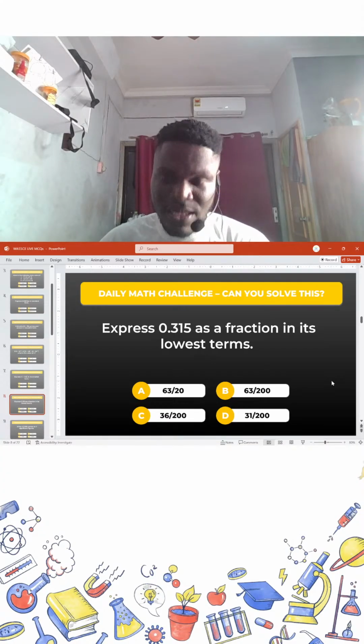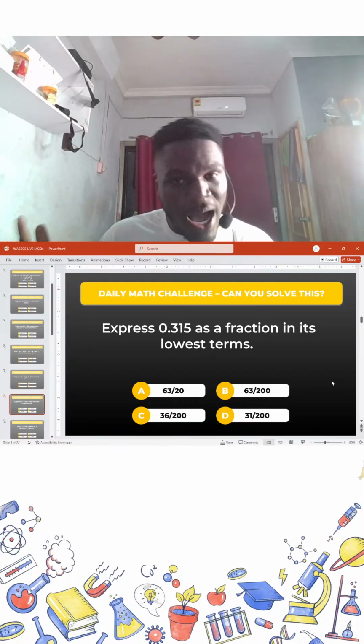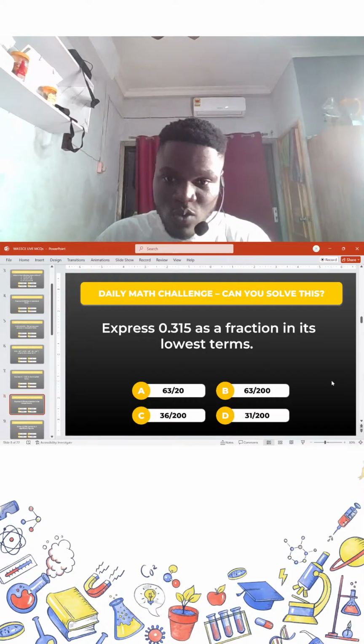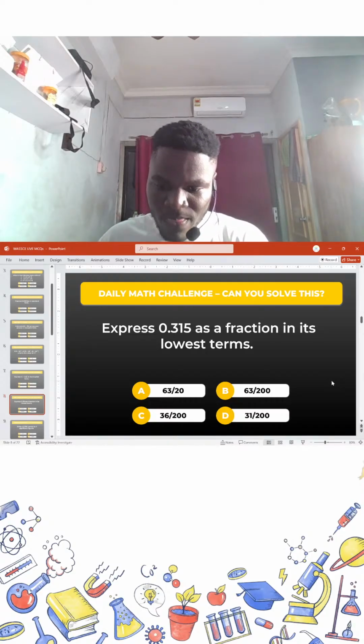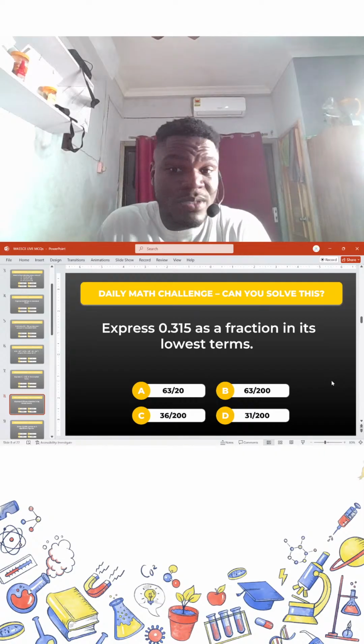Let's look at option B, 63 divided by 200. That will give me 0.315. That is what I want. So it tells me that option B is my answer. But then let's proceed to C. We have 36 divided by 200. That will give me 0.18. That is not what I want. And then 31 divided by 200 gives 0.155, and that is also not what I want. So the correct answer here is option B.